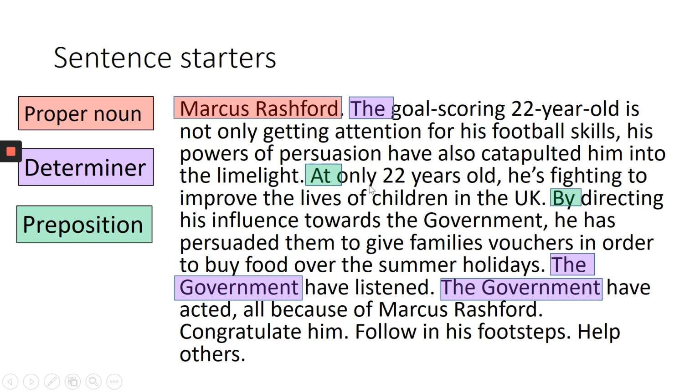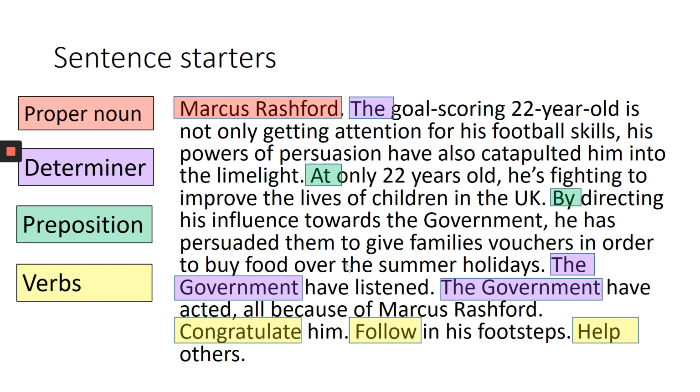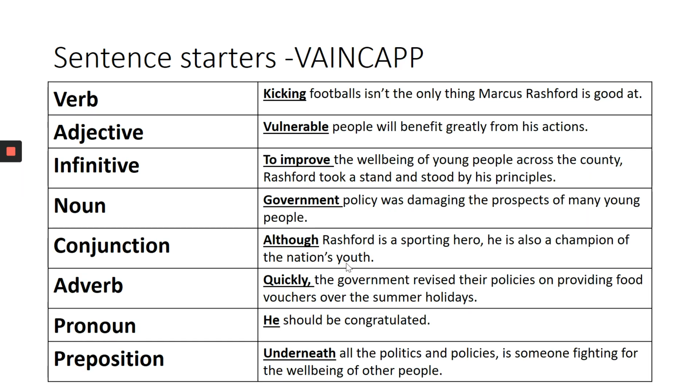main clause. So at only 22 years old doesn't make sense by itself. You need to have a main clause afterwards to help that sentence make sense. So prepositions are really useful at creating different sentence types. We've then got verbs at the start of the sentence, and we know now that verbs create these imperative sentences. It gives us a command, it gives us instruction, and having that at the end makes us come away with the idea that we should do something about it as well. So using different sentence starters gives a different feel, a different sophistication, a different level of engagement to our text.